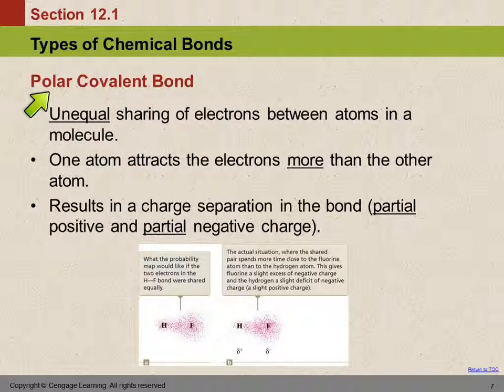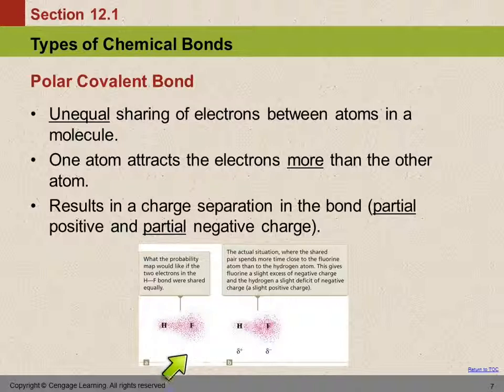So in a polar covalent bond, we still have sharing. There's that prefix co, but it's unequal. There's unequal sharing. So one atom attracts the electrons more than the other atom, and this results in a partial charge separation. So if we look at this picture here, when hydrogen and fluorine share a pair of electrons, they don't share equally.